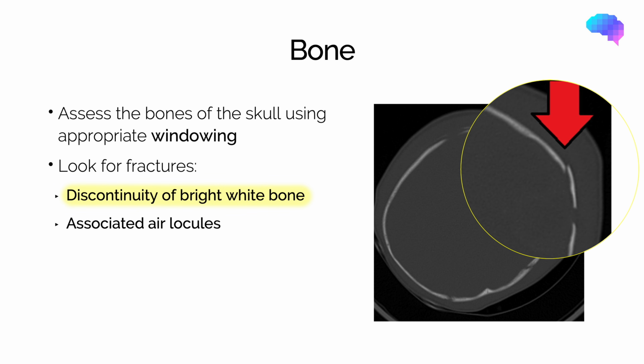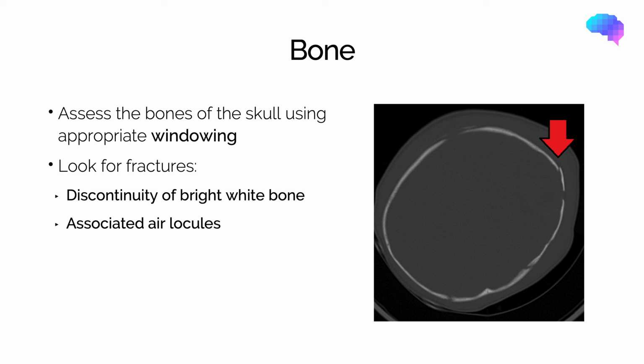Some associated features with fractures of the skull are also little air locules which you might see as pneumocephalus that we discussed earlier, which will be small areas of hypodensity within the inner table of the skull.